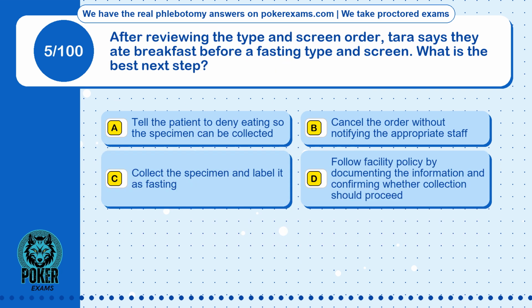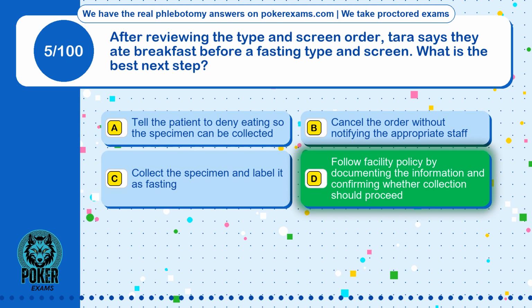Question 5. After reviewing the type and screen order, Tara says they ate breakfast before a fasting type and screen. What is the best next step? Option A. Tell the patient to deny eating so the specimen can be collected. Option B. Cancel the order without notifying the appropriate staff. Option C. Collect the specimen and label it as fasting. Option D. Follow facility policy by documenting the information and confirming whether collection should proceed.